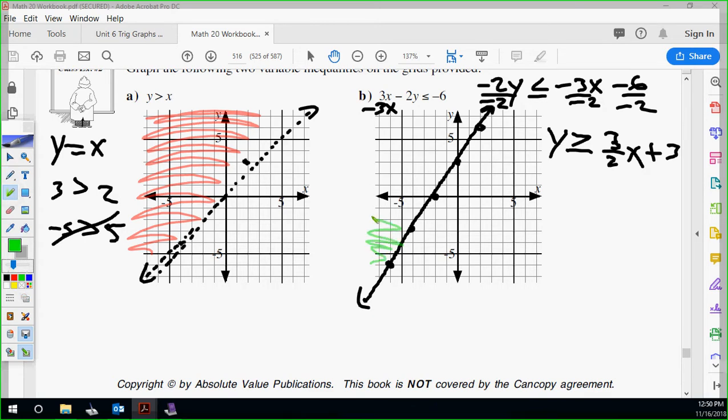This is the answer region. Okay. What I like to test, what do you think is an easy thing to test all the time? 0, 0. Test 0, 0 every time. Okay, for this one, 0, 0 should have been what? Should be a not good, right?